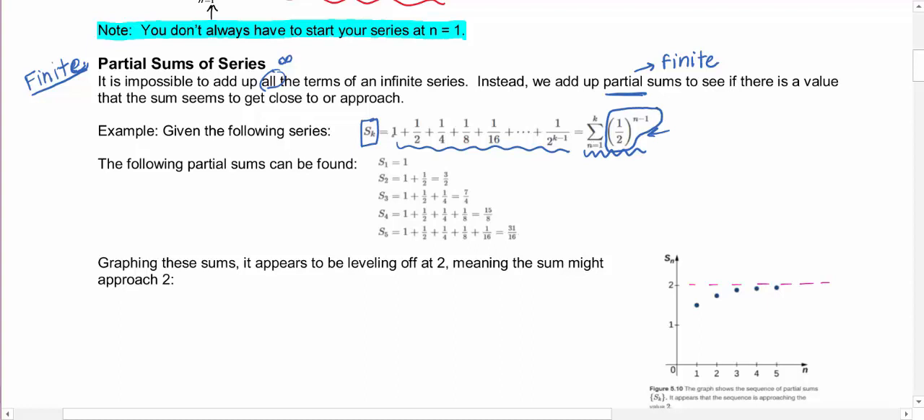So I can also just add up the first two terms. That's s sub 2. S sub 3 would be s sub 1 plus s sub 2 plus s sub 3, right? The sum of the first 3 terms, sum of the first 4 terms, sum of the first 5 terms, etc. So here I am at the sum of the first 5 terms.